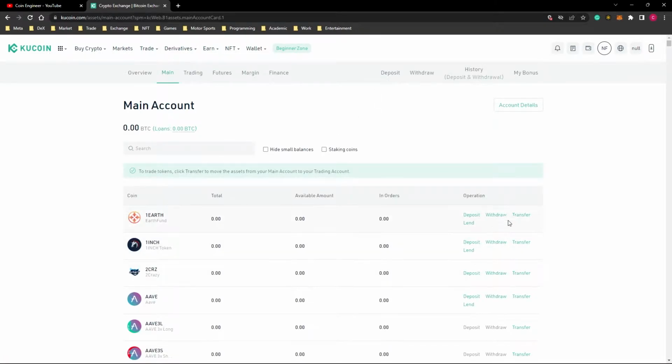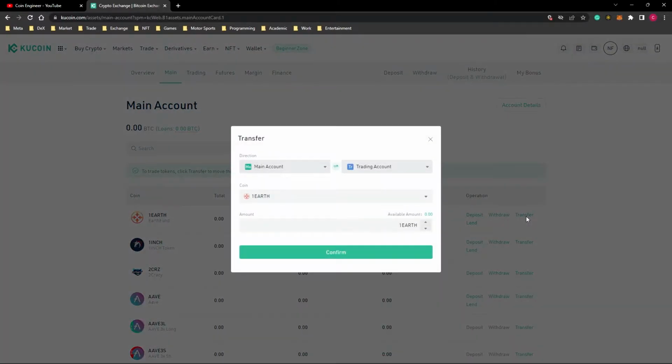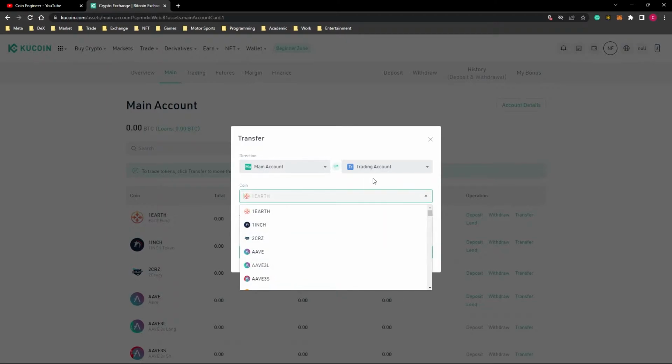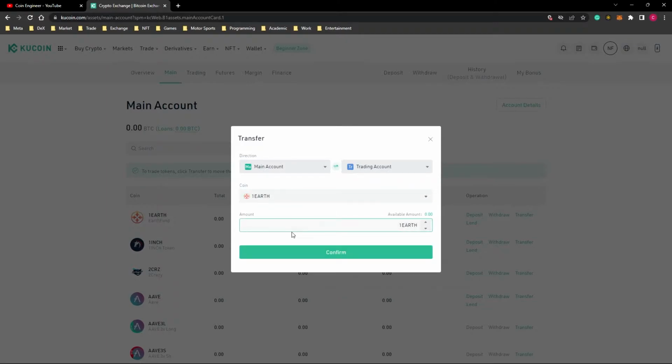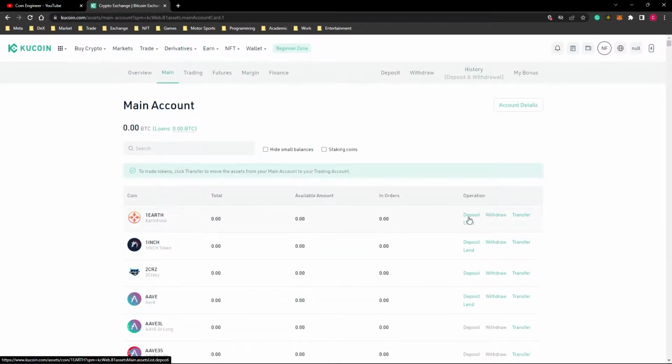You can use the transfer button to transfer crypto assets within your wallets, such as you can transfer assets from your main account to trading account or any other account you can see on this list. You can select the coin that you would like to transfer and then type the amount in this box and click on this confirm button. We also have the withdraw and deposit options here.